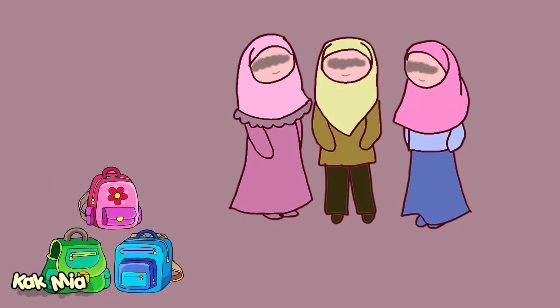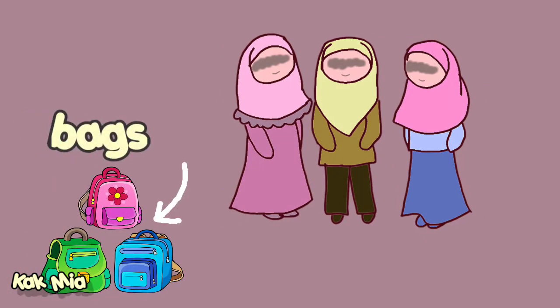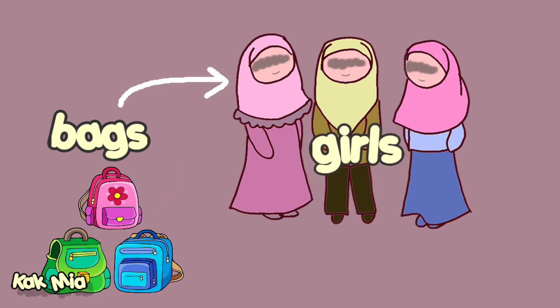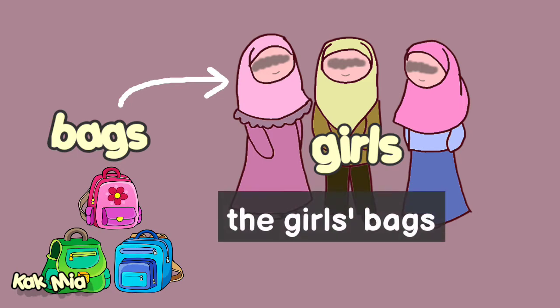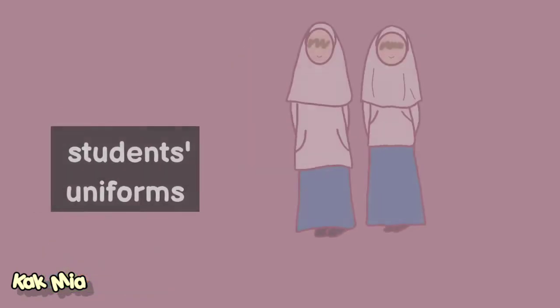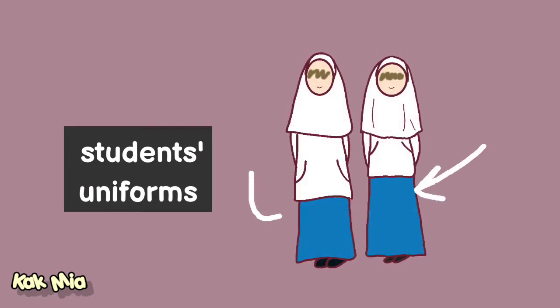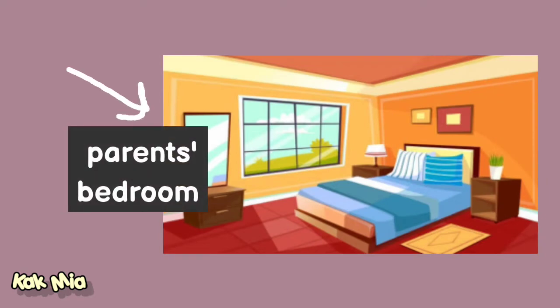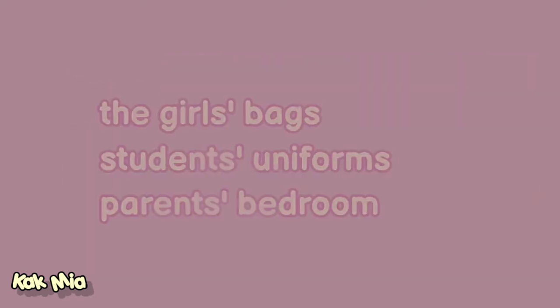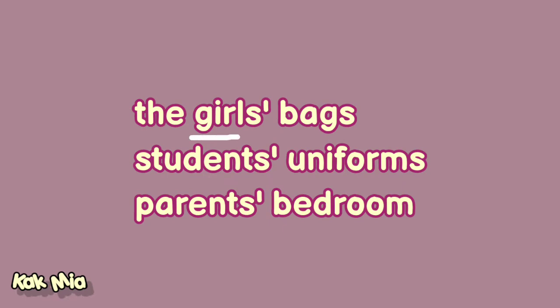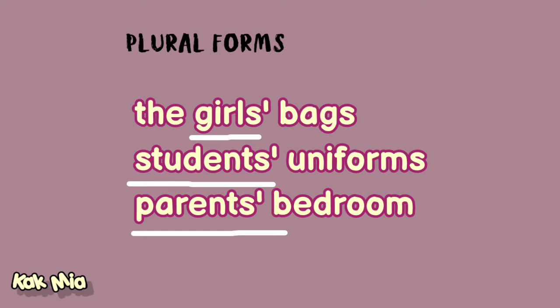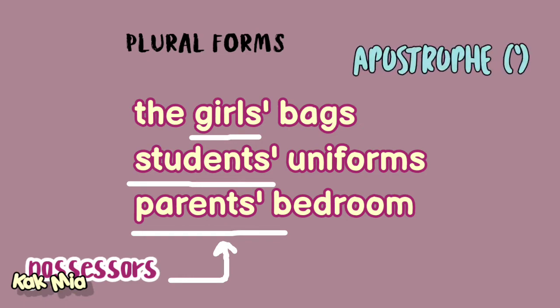Look at the picture. These are bags. The bags belong to the girls. So we can say, these are the girls' bags. Students' uniforms. Parents' bedroom. The words girls, students, and parents are in the plural forms. When the possessors are in the plural forms, we just need to add an apostrophe.